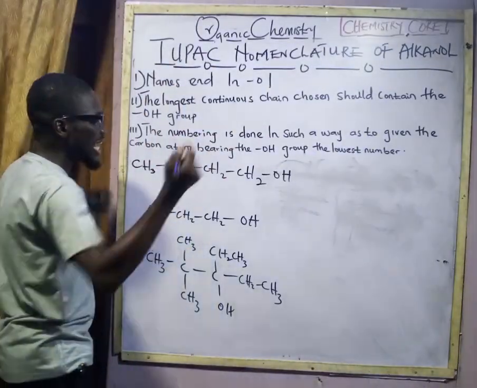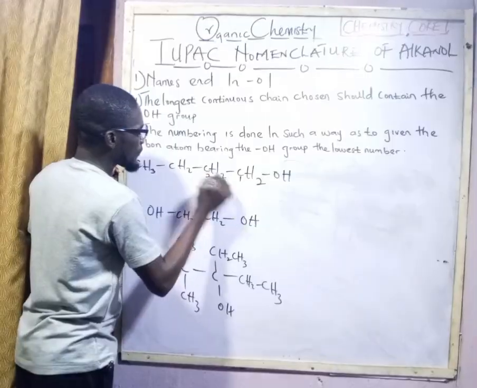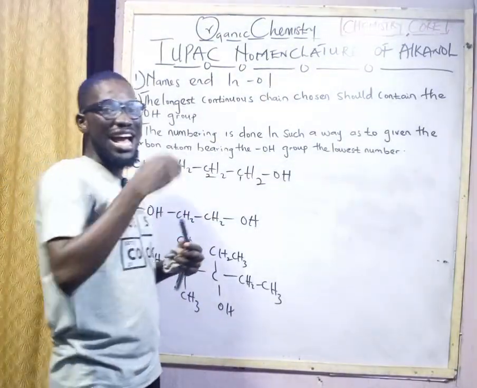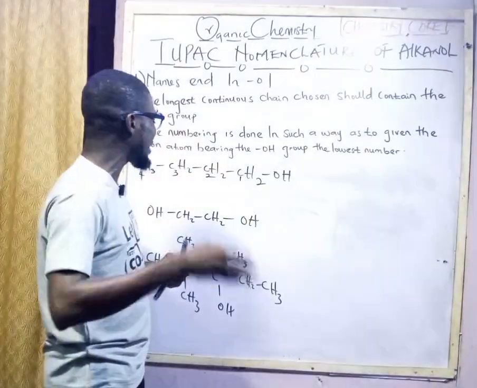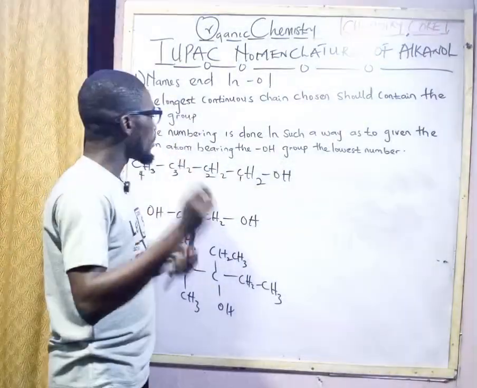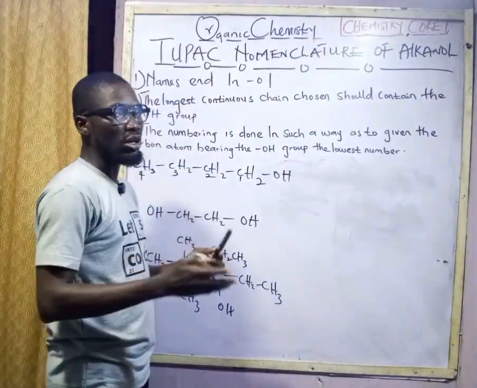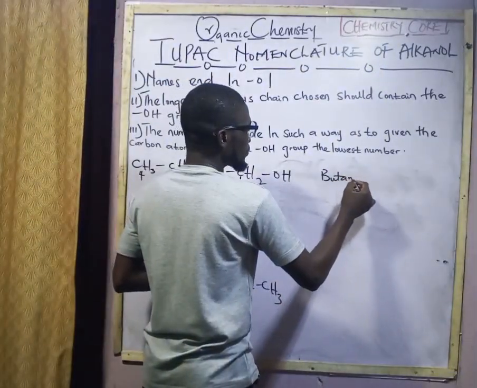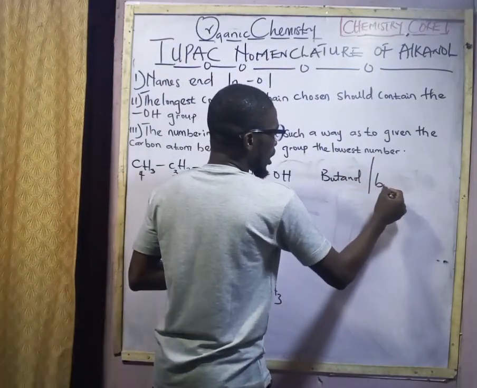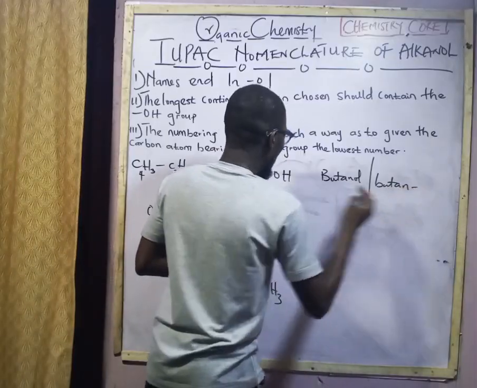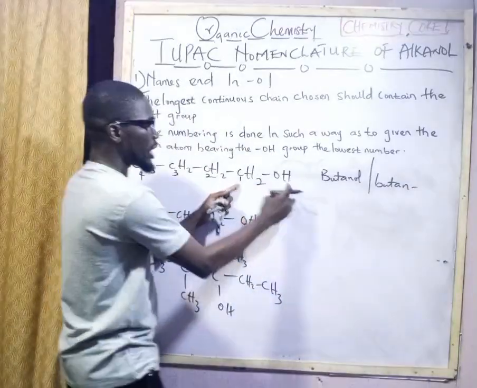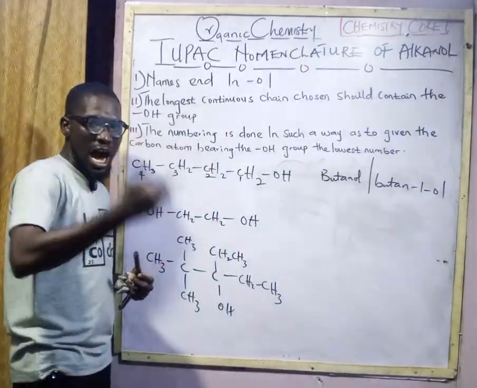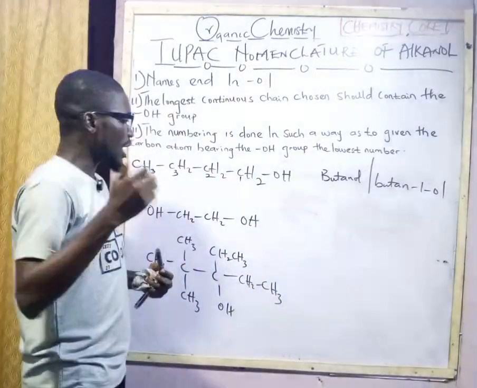So guys, let's start the number from here. We have 1, 2, 3, 4. And 4 carbon atoms, as far as alkane is concerned, is butane. But here it is butanol. Is it that you call it butanol, or you call it butan-1-ol? The one attached to this OH, 1-ol, irrespective of how you want to name the compound.